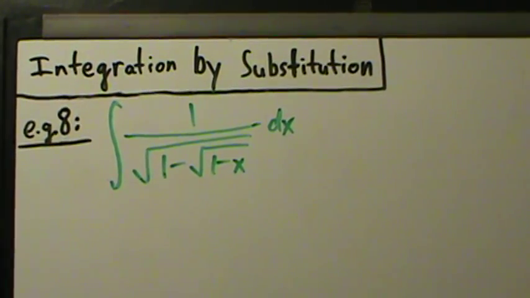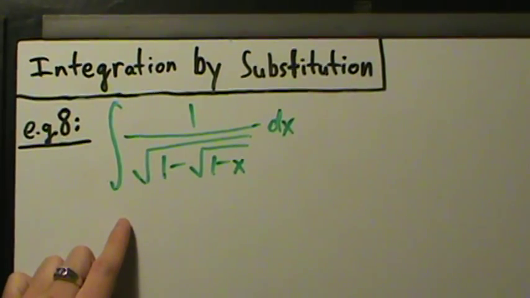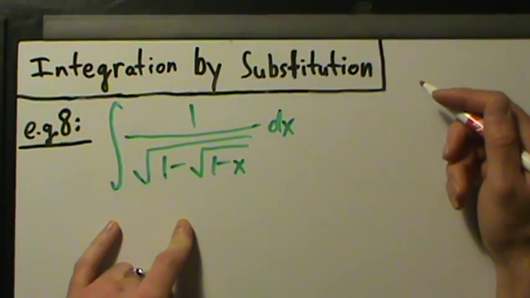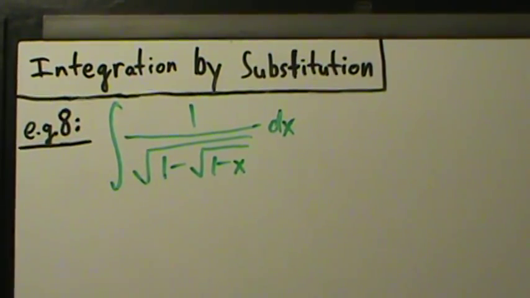Okay, here's example 8 with integration by substitution. So this one's going to be a little more difficult and a little more tricky than all the other ones we looked at so far, because this is going to take 2 substitutions. So it's not really obvious right away that it takes 2 substitutions.